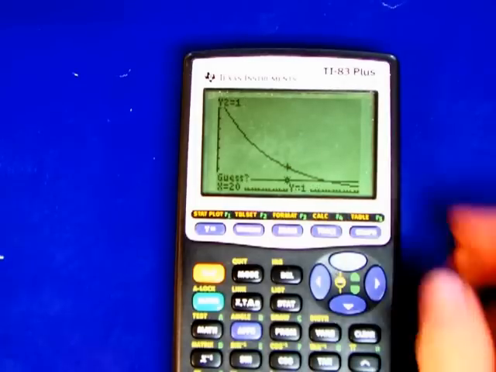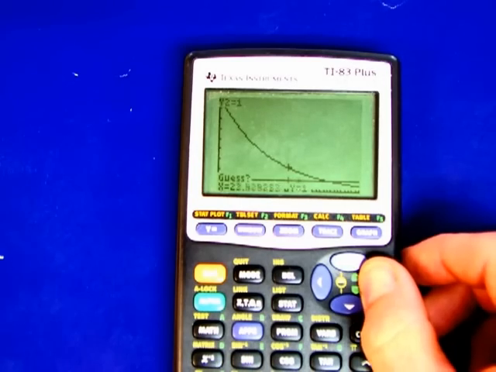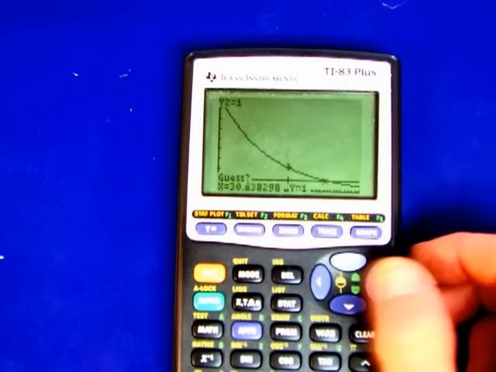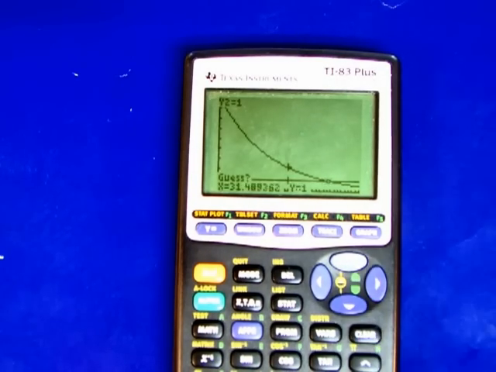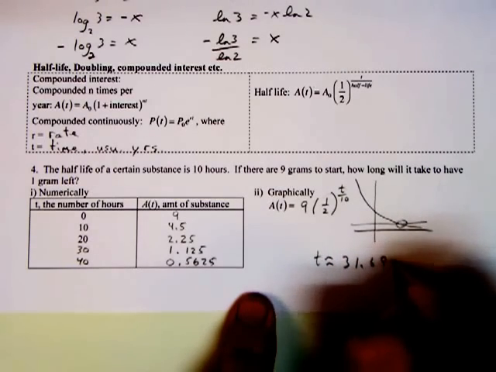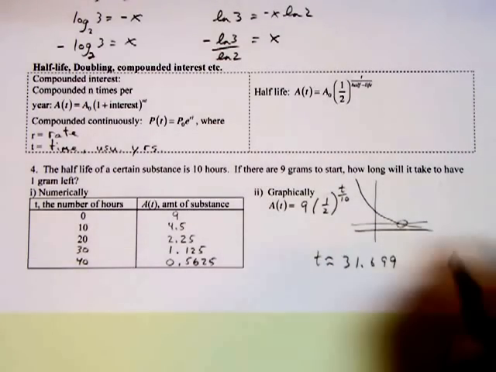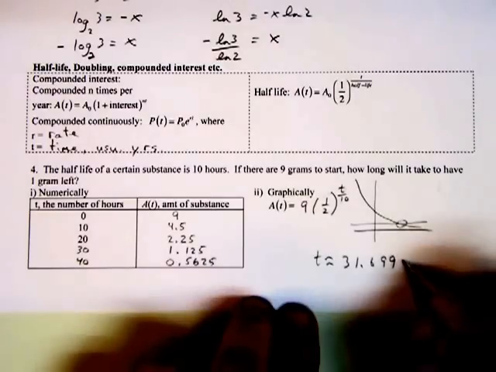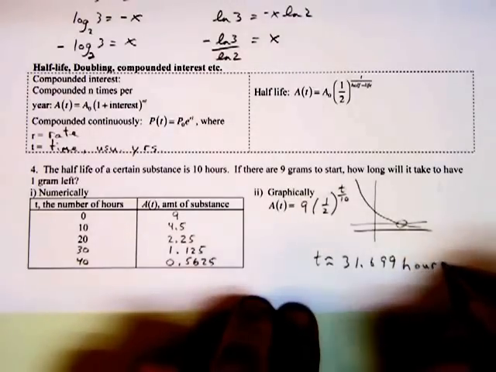The second one, hit enter. Guess, just move it close to the intersection point. Hit enter, and that gives us our answer, 36.69925. And typically we'll go to 3 decimal places when we're using the calculator, so approximately 31.699. And this would be hours in this case.